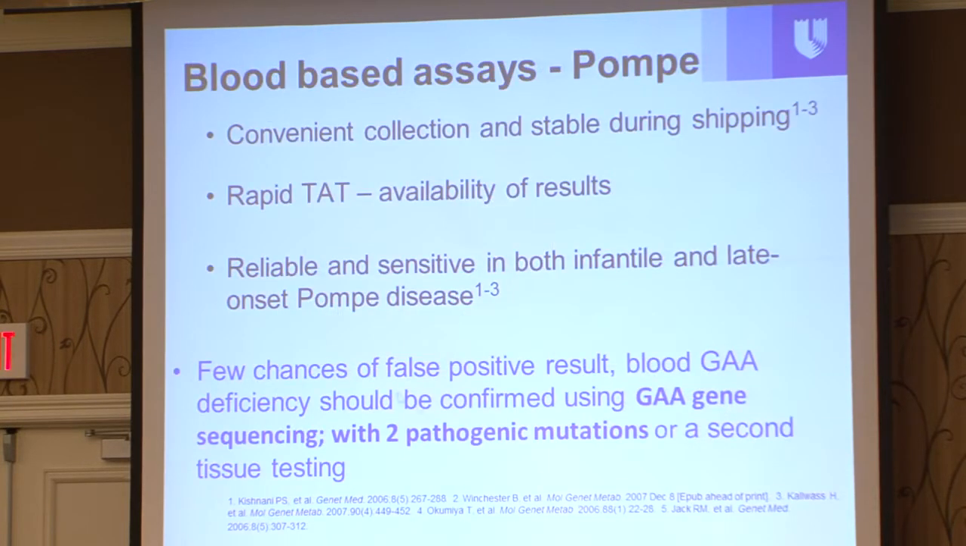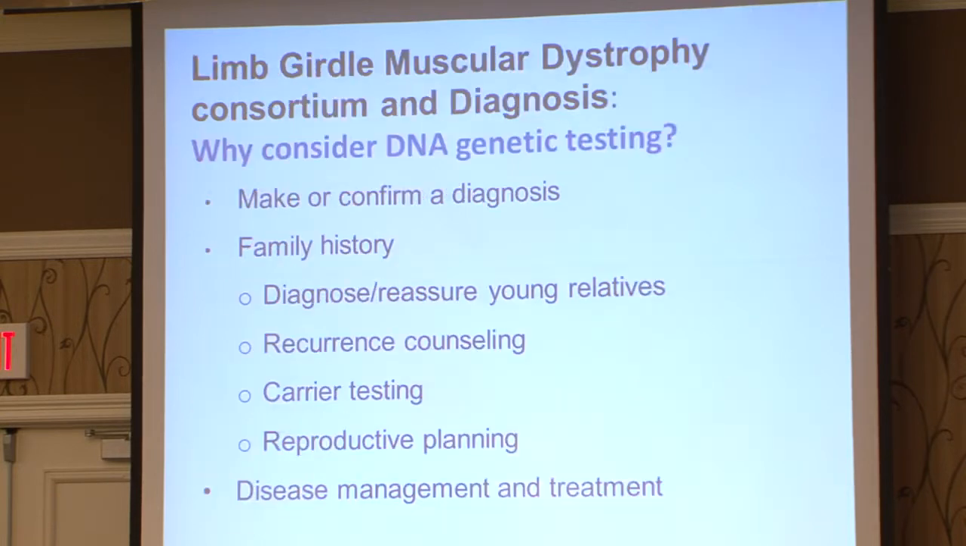So blood-based assays are very convenient, stable during shipping. Turnaround time is very, very fast. We turn it around within 4 to 5 days, and in infantile cases, within 24 hours, we have a result. They're very reliable and sensitive in both infantile and later onset forms. The only thing is that you have to confirm the diagnosis through GAA gene sequencing, with 2 pathogenic mutations, or a second tissue testing, which could be muscle and or skin fibroblast.